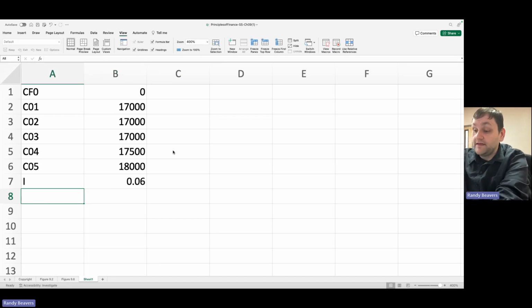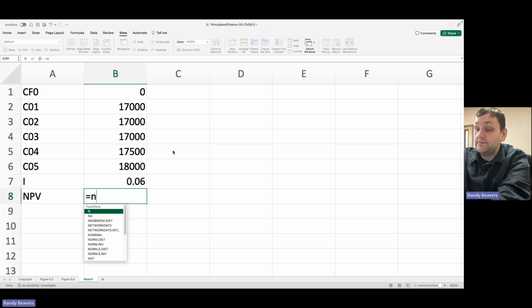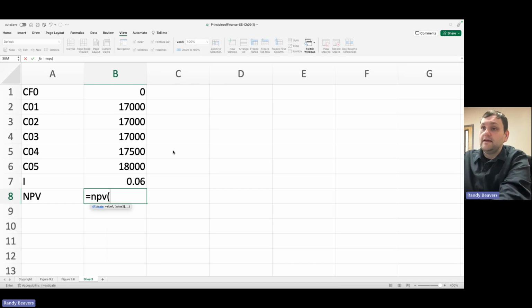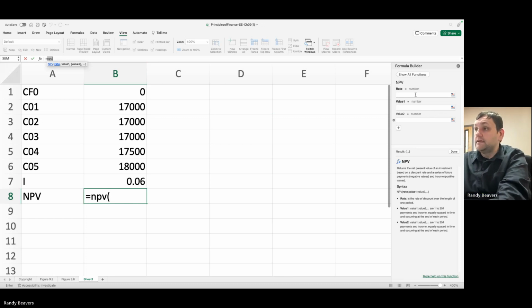Okay, so now we're going to calculate the NPV. If you're using a financial calculator, once you enter the interest rate, you hit down, and then you hit the CPT key to compute, and then you're done. In Excel, we'll type equal NPV parentheses. And if you want to use the FX, click the FX here. This will pull your function up to the right side of the screen. You don't have to do that, but you can.